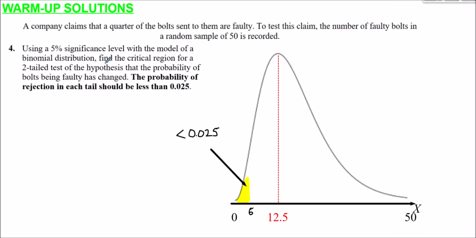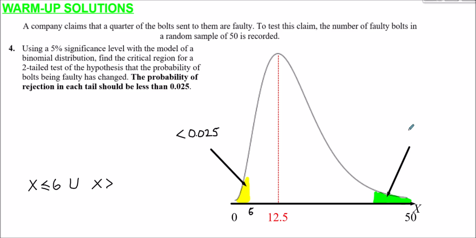So therefore, the critical region is: we could have X being up to and including 6, or as well, so the union, we could have X being bigger than some value over here. So what we want over here, in the same way as what we had for the lower tail, we want this higher tail to be less than 0.025 in area as well. So let's see if we can work this one out in a similar way.